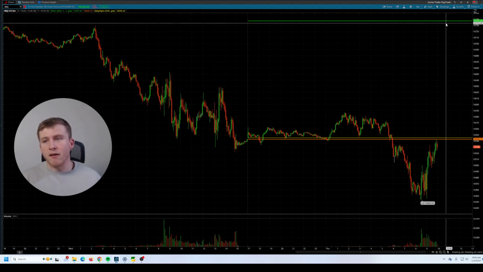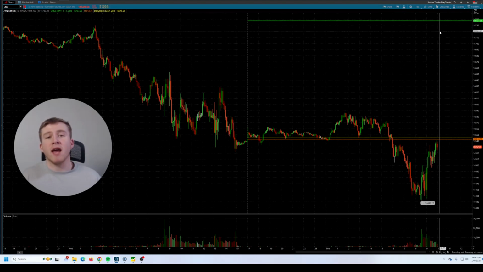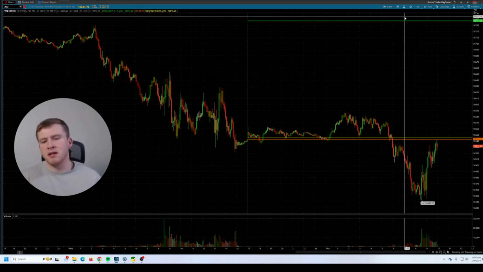Now, say we rally here, I would be expecting a rejection back into this prior day high, or at least an initial reaction, instead of just a boom, a spike, and breakthrough and continuation. So these levels oftentimes get reaction to it.